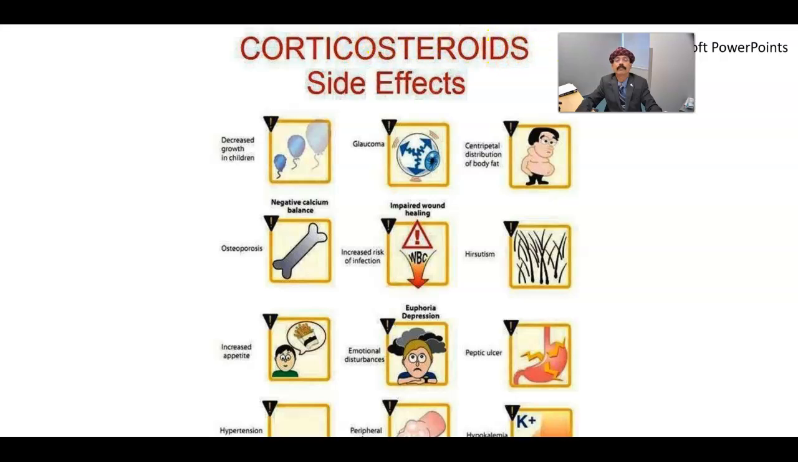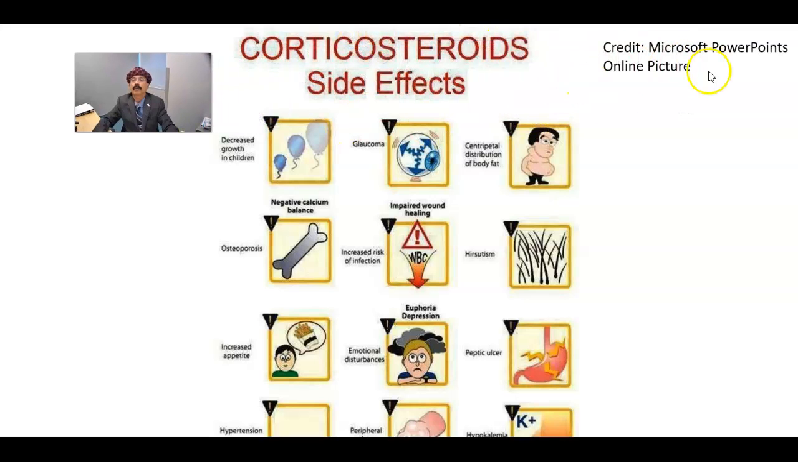Okay, these are the images I have taken from Microsoft PowerPoint online pictures. There will be decreased growth in children, so stunted growth, glaucoma, increased intraocular pressure, centripetal distribution of the fat, so we will have central obesity. The limbs will be very narrow, as if the person is walking on two sticks. Osteoporosis, there may be chance of pathological fracture, increased risk of infection, WBC may not function properly, hirsutism, excessive growth of hair in unsightly places.